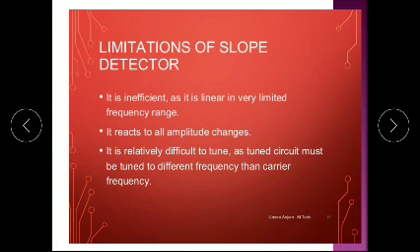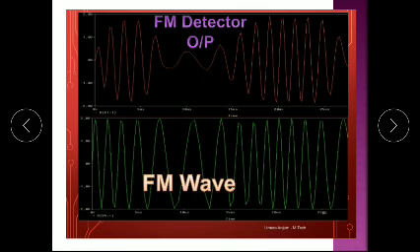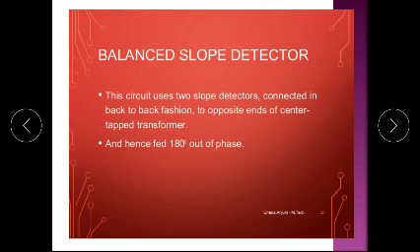So what are the different limitations of the slope detector? It is inefficient as it is linear in a very limited frequency range. It reacts to all amplitude changes. It is relatively difficult to tune as the tuned circuit must be tuned to a different frequency than the carrier frequency. So these are the waveforms for the FM detector output and the FM wave.